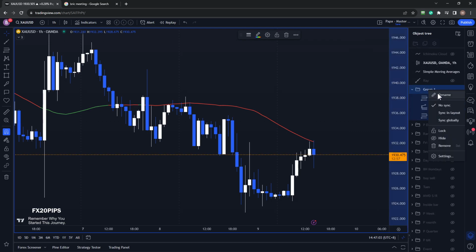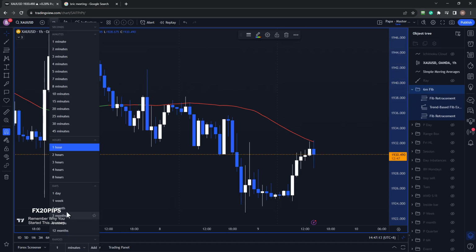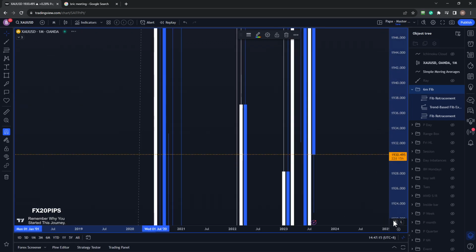I'm going to create a group. What was this? Where did I draw this? Was it a 6 months? 6 month fib. Okay, now we go to monthly.